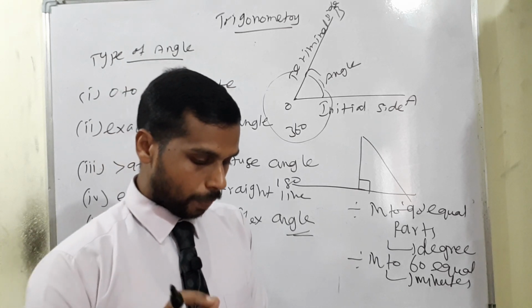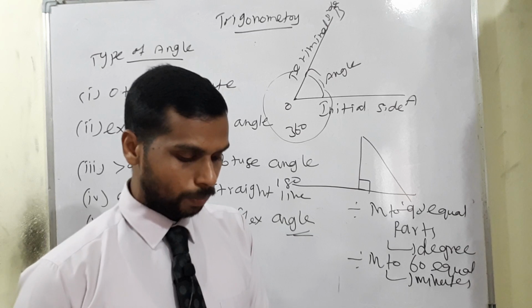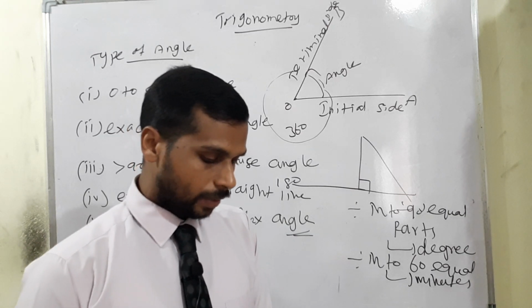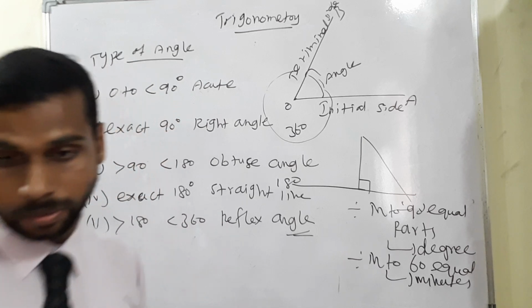Another part is the centesimal system. Actually, in plus one and plus two, they are not utilizing the centesimal and circular systems. Then degree measurement also. Stay on the line, I will continue.